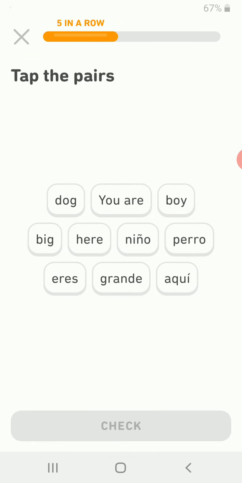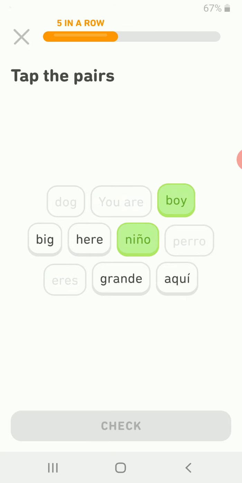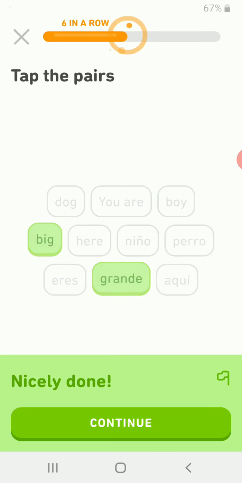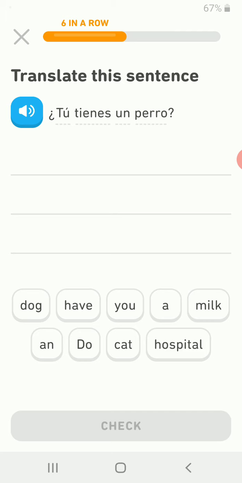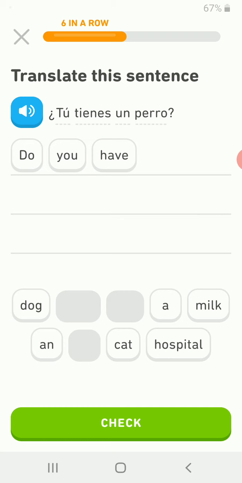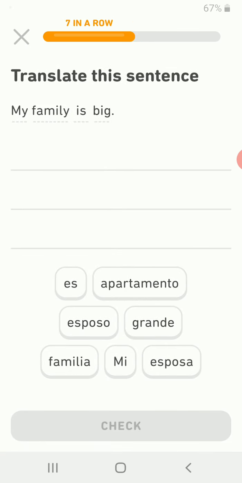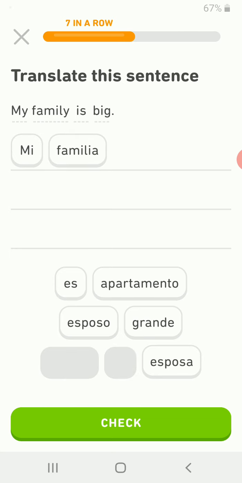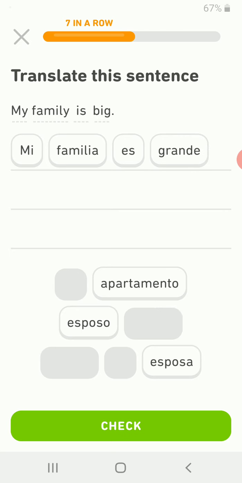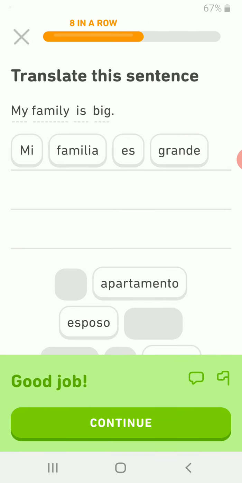Okay. So dog is perro. You are is eres. Boy, niño. Aquí. Grande. ¿Tú tienes un perro? It's a question. Do you have a dog? And my family is big. Mi familia es grande. Grande means big.